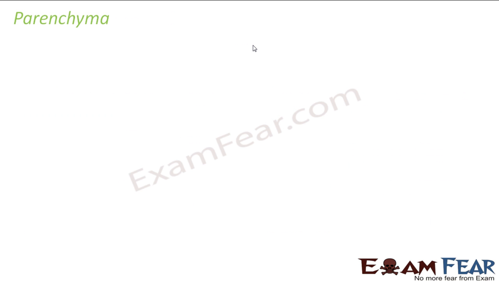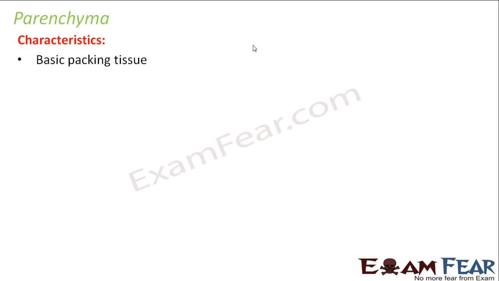So now let us talk about the types of simple permanent tissue. So the first one was parenchyma. So under simple permanent tissue, you will have all the chymas: parenchyma, Collenchyma, Sclerenchyma. So they all fall under simple permanent tissue. So what is a parenchyma? So this is obviously a simple permanent tissue.